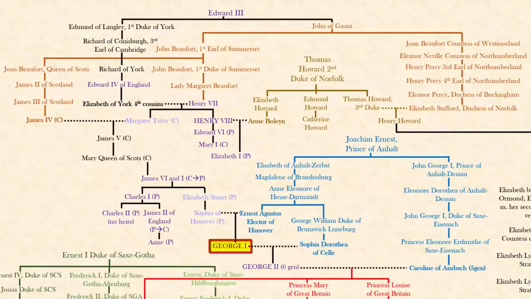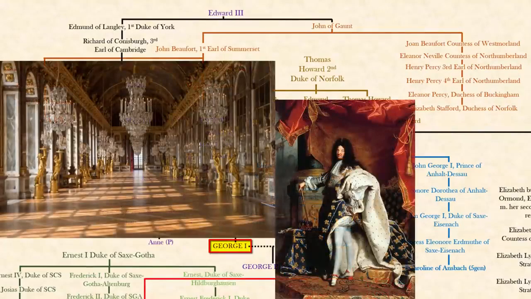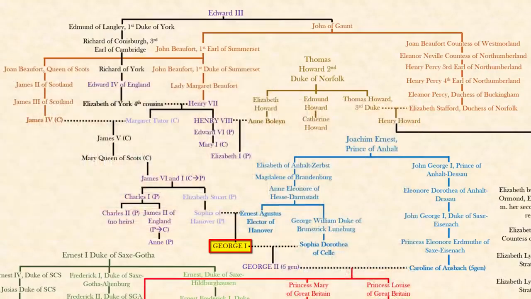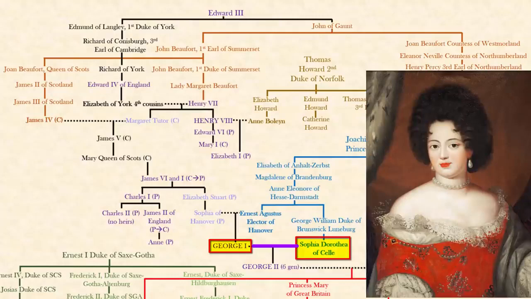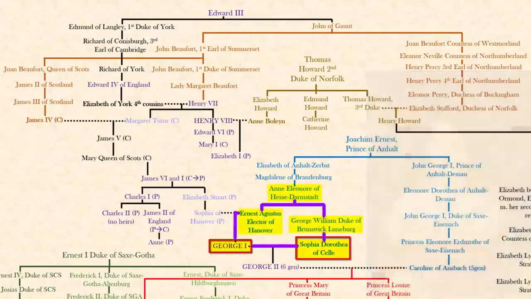The time period is the late 1600s and the early 1700s. Louis XIV of France, the Sun King, just started upgrading his palace of Versailles. In England, though, we have the newlyweds George I and his wife Sophia Dorothea of Celle, and they are first cousins. Their fathers were brothers and share the same grandfather.